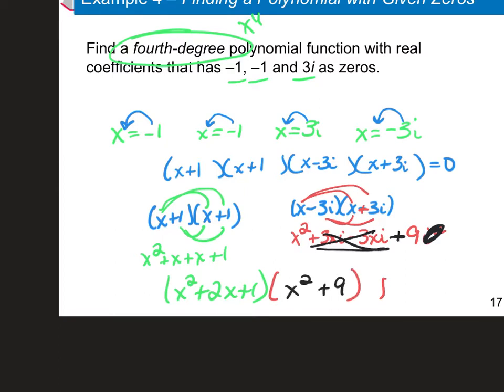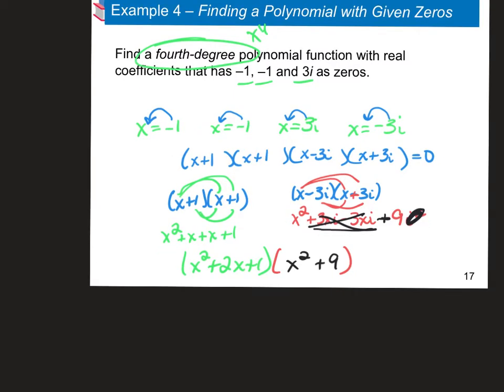And then what do you guys think I do now? FOIL that. We're going to FOIL that. Last period, someone asked me, can I write the x squared plus 9 in front? Absolutely. If you wanted to rewrite this as x squared plus 9 times x squared plus 2x plus 1, you're perfectly fine. What do you guys notice happened to my eyes?